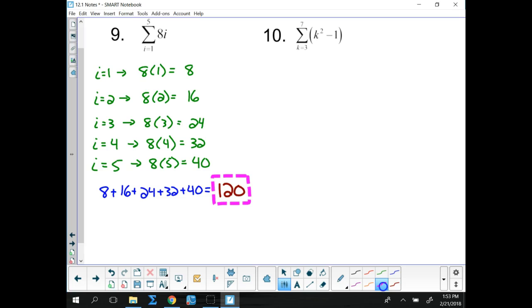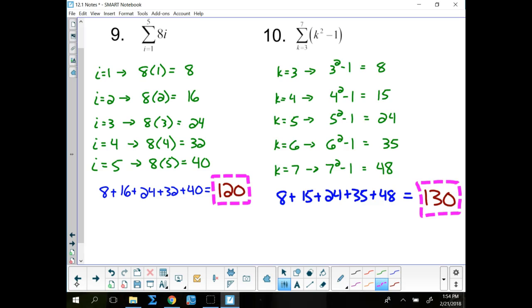You try number 10. So the trick on this one is you have to start with k equals 3. You plug 3 into your rule and you get out 8. So your first term is 8. Then you plug in 4, then you plug in 5, then you plug in 6, then you plug in 7, and that's when you stop. So you get 8, 15, 24, 35, and 48. Add those all together and you get 130.